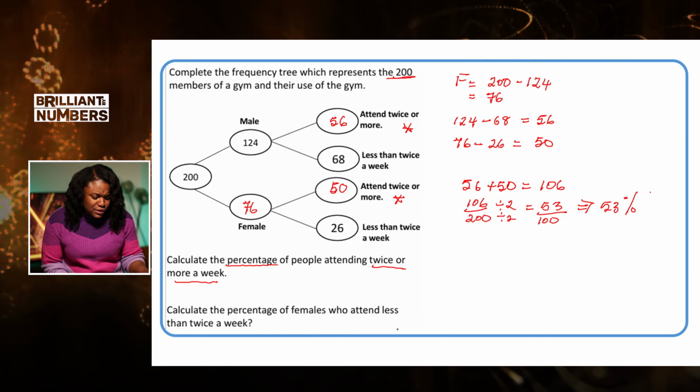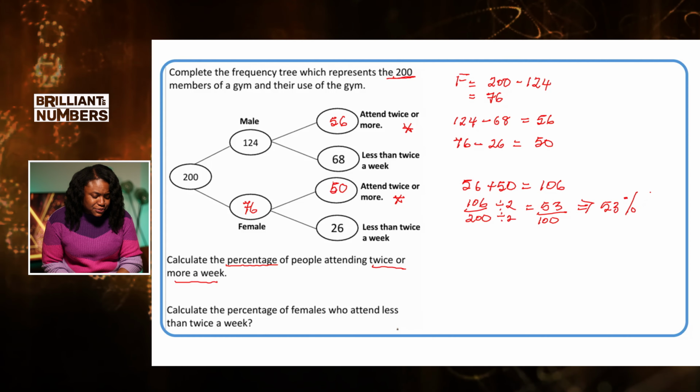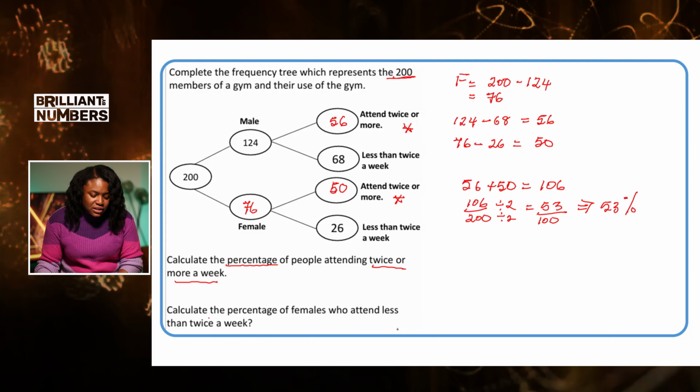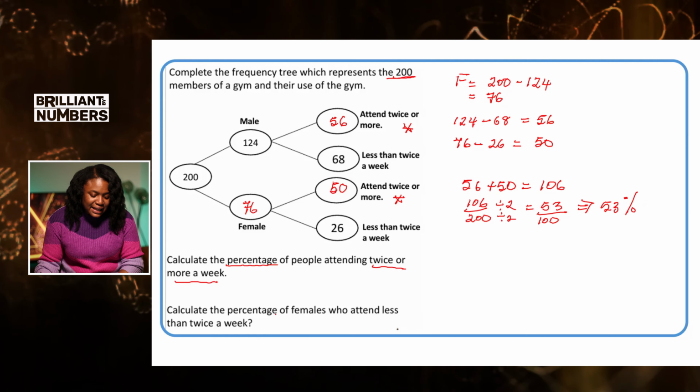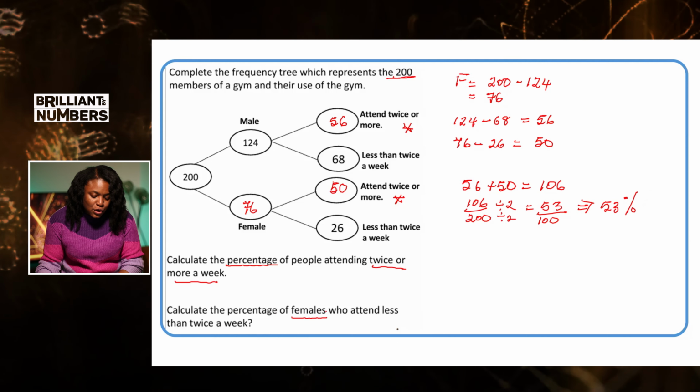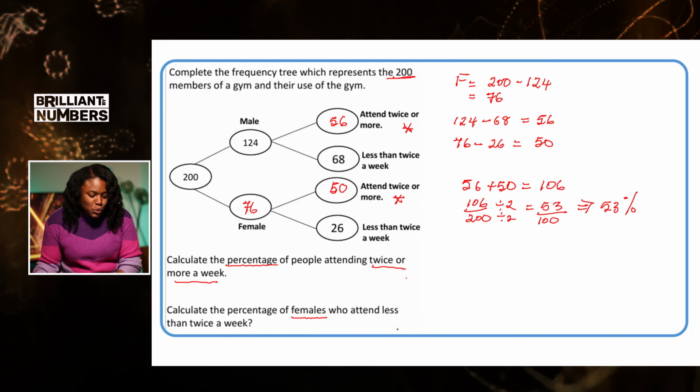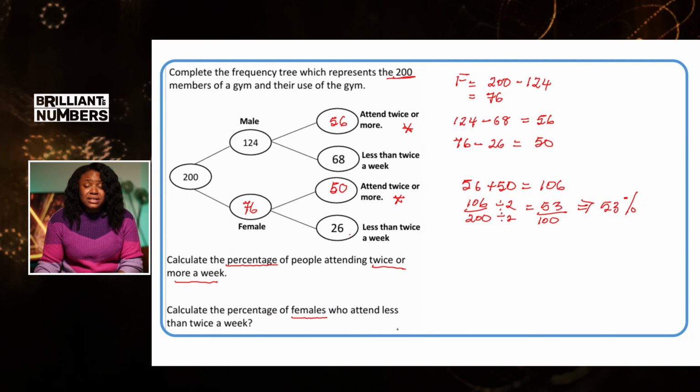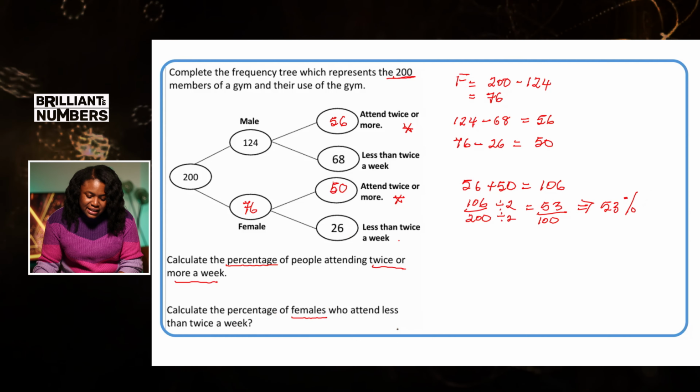So we now go to the second part of the question. So the second part of the question asks us to calculate the percentage of females who attend less than twice a week. So we look back on our diagram for female, less than twice a week.